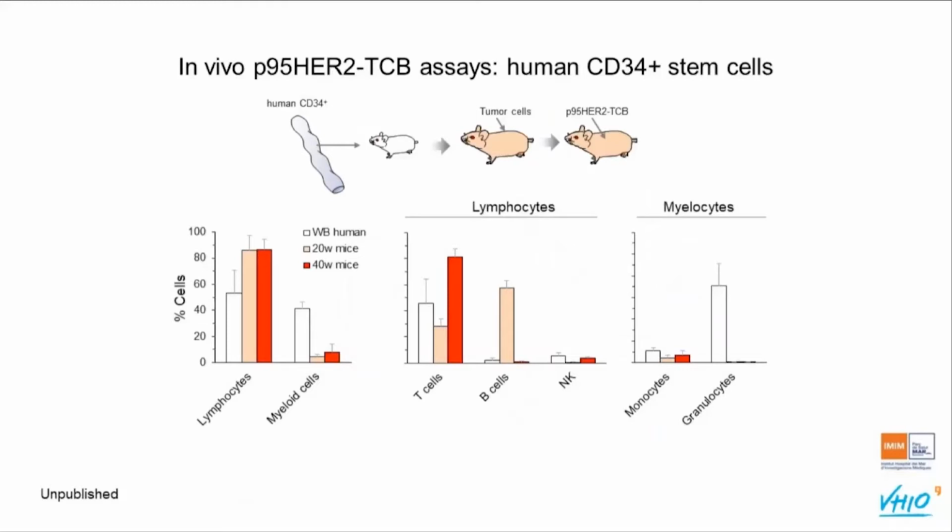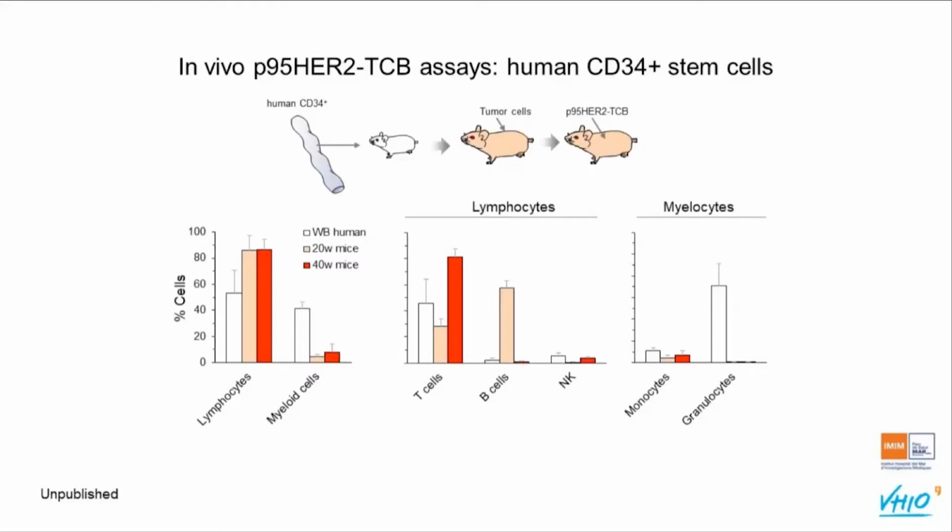Using the more sophisticated humanization with CD34 positive cells, here again we have the comparison of the white bars, that is the composition of those cell types in normal human blood, with the composition that we see in mice 20 weeks after injection or 40 weeks after injection. As you know, in this model, autoimmune lymphocytes get restricted, so we have at the end quite a stable model in which we can perform long-term experiments.